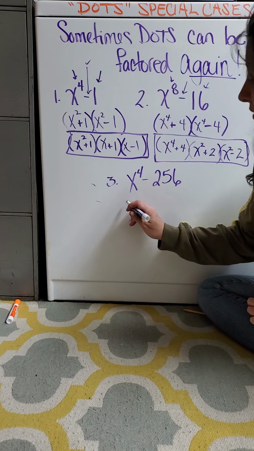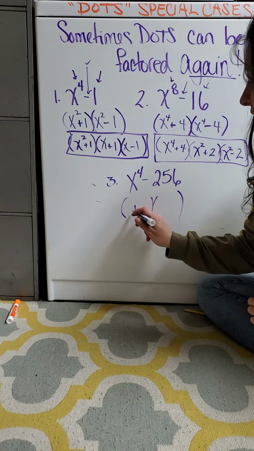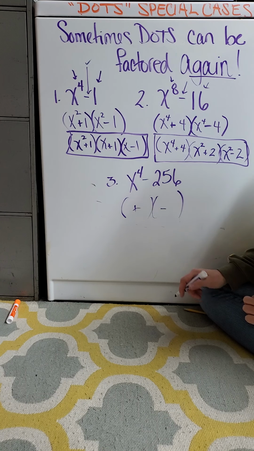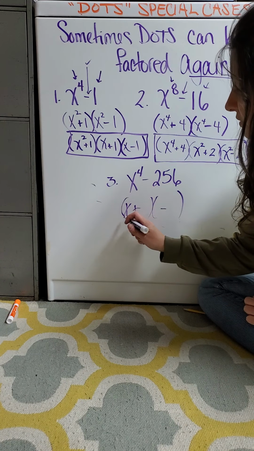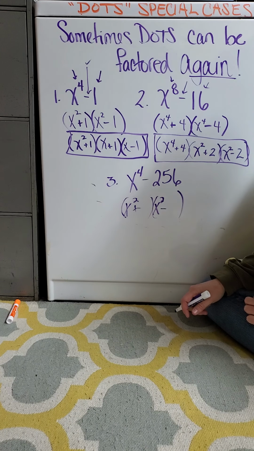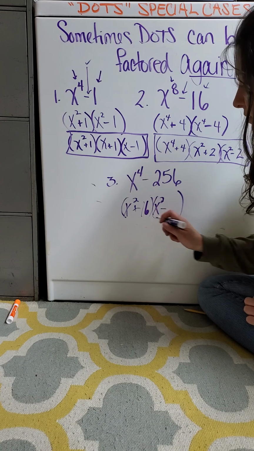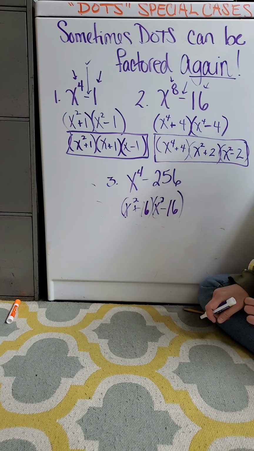So I have dots. That means I'm going to double bubble, different signs, and take the square root of each. Okay? So the square root of x to the 4th is x squared. First one. So it's going to go in the front spots. And then the square root of 256 is 16. That's going to go on the other spots.